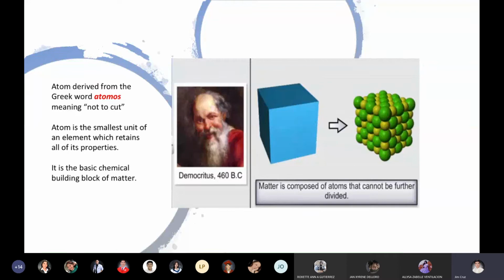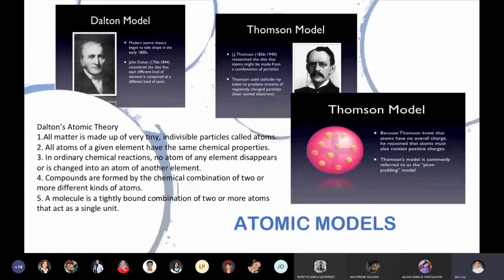You will come to a point that you cannot cut it anymore. Atomos, no? Okay. So, yun. The idea is widely accepted, no? During his time. And actually, it is very widely accepted in such a point na tumagal siya ng millennia, no? 1,000 taon ang nakalipas bago siya ma-redefine, no?